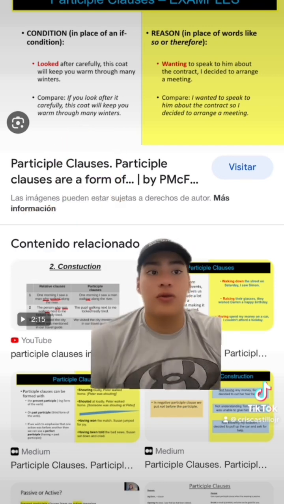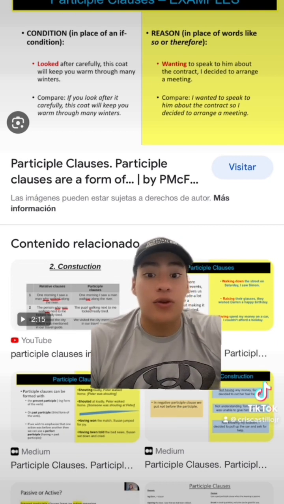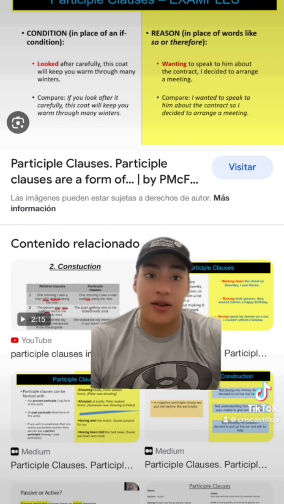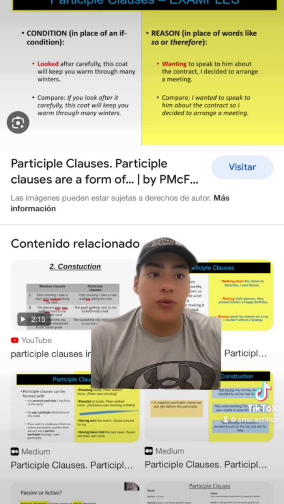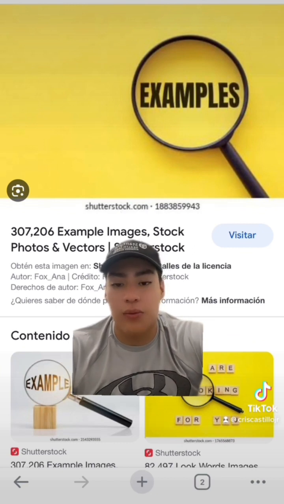But if you want to use the "-ed" or irregular form of the past participle, this is when you want to describe an action that happened before the main verb. An example would be: tired from the long day, she went to bed early. And three tips I can give you are: understand the noun, use different relative pronouns, and pay attention to the verb.